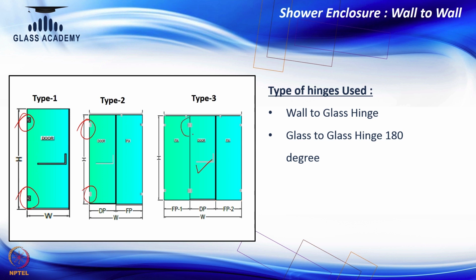So, the hinges used in the type 3 category are basically glass to glass 180 degree hinges. 180 means it is in linear position like this. So, glass can be opened in this way or it can be opened in this way. So, it is a 180 degree hinge. So, that is the basic differentiation between the hinges which are being used in this wall to wall category.